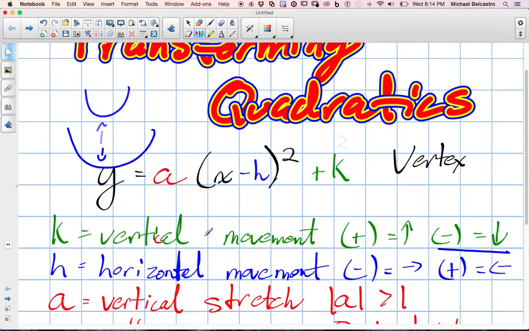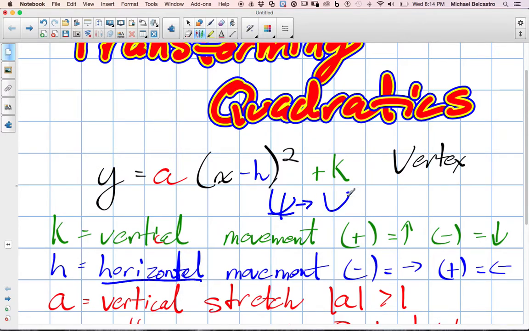Okay. h is horizontal movements. If h is a negative value, it actually goes in a positive direction, so it moves to the right. Okay, so that's if it's a negative value. And if this is a positive value, it actually moves to the left.